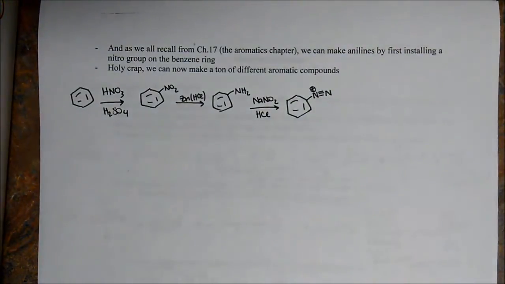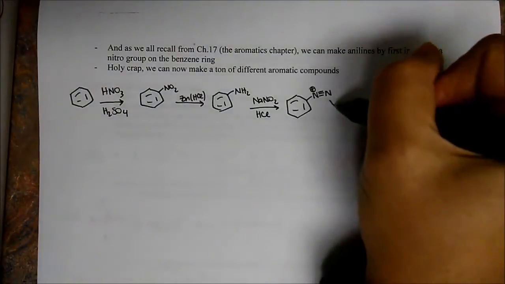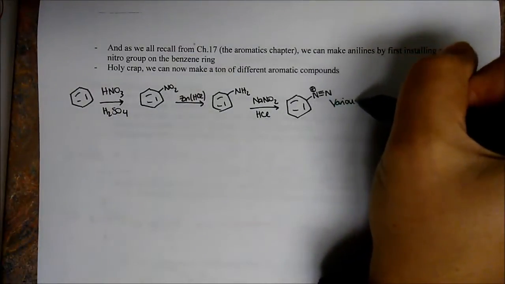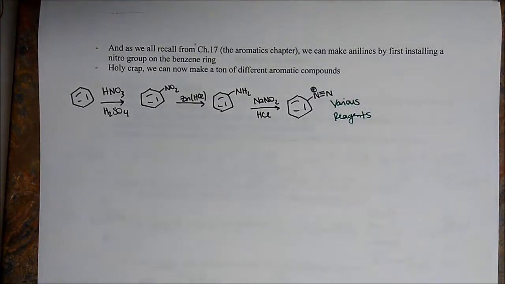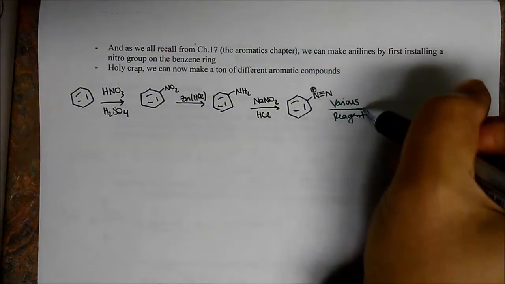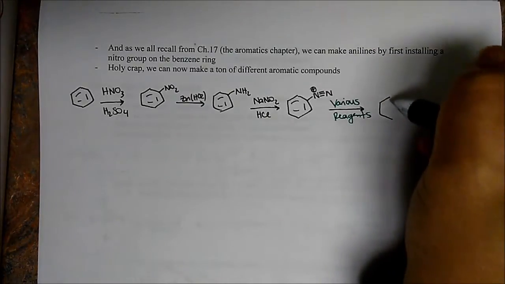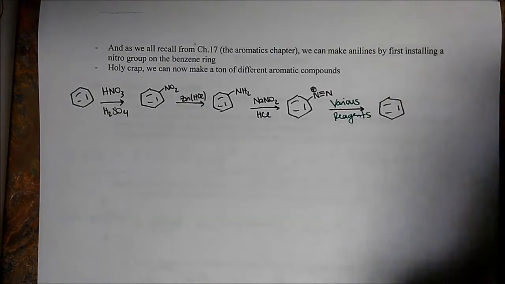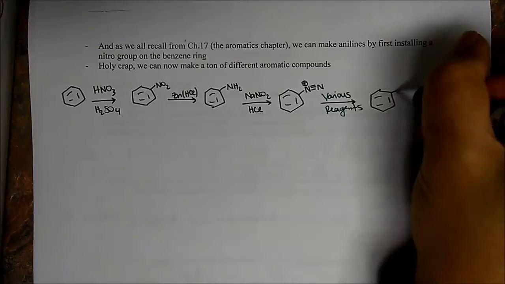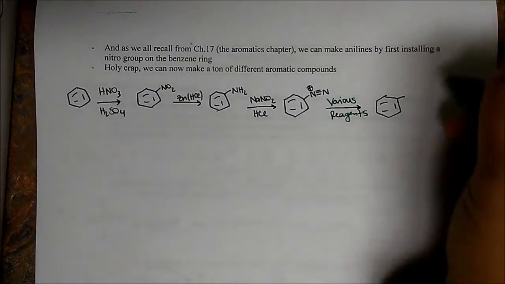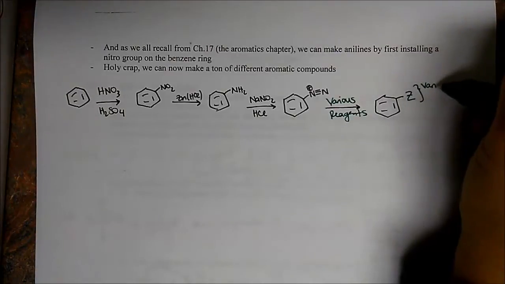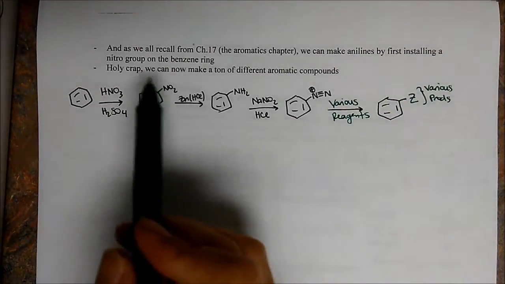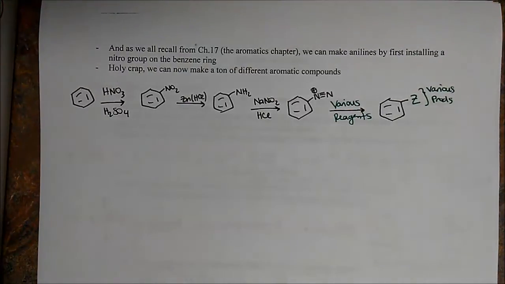And then from here, we can use various reagents to put on even more different things onto the benzene. More groups than we already even know. Various reagents put us here, Z with various products. And just as it says there, we can now make a ton of aromatic compounds.